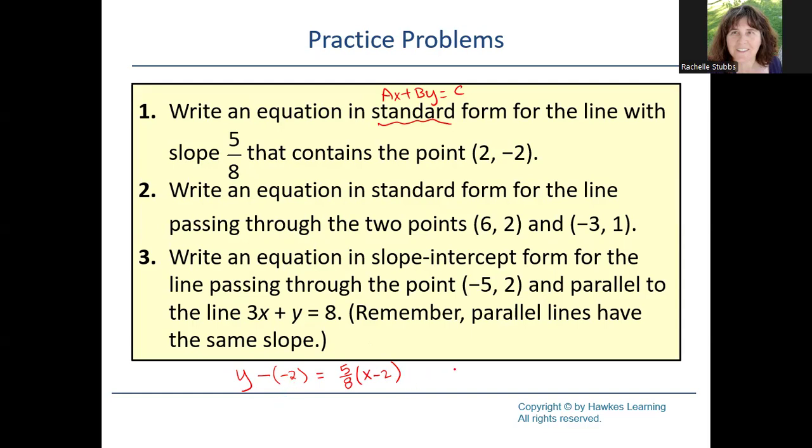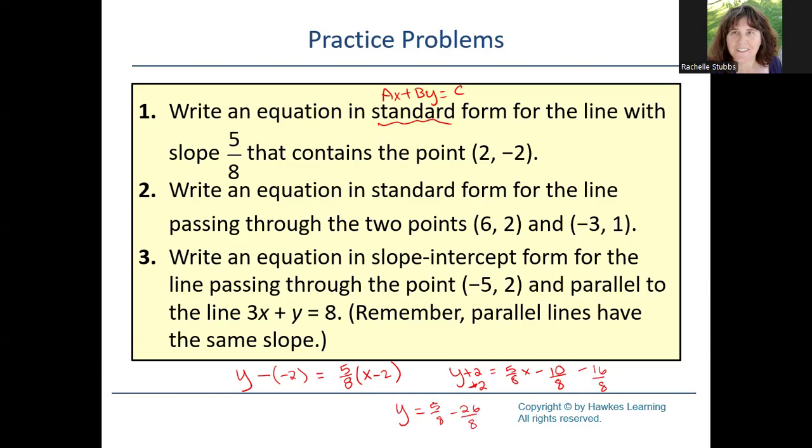So we're going to get y plus 2 equals 5/8 x minus 10/8. And now we're going to subtract 2 from each side. And 2 with a denominator of 8 would actually be 16/8, right? So y equals 5/8 x, and -10 and -16 makes -26/8.